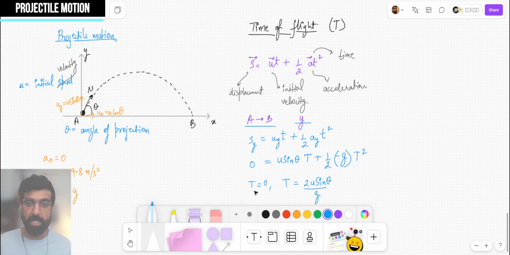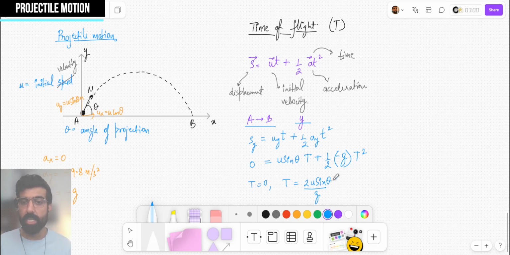It says the displacement in the y direction is 0 at time equal to 0, which is true. The particle is still at A, it is time equal to 0, and the displacement in the y direction is also 0. The second time the displacement in the y direction is 0 is when the particle reaches B again, because throughout A to B, the displacement in the y direction is positive, while as it reaches B, the displacement in the y direction again becomes 0.